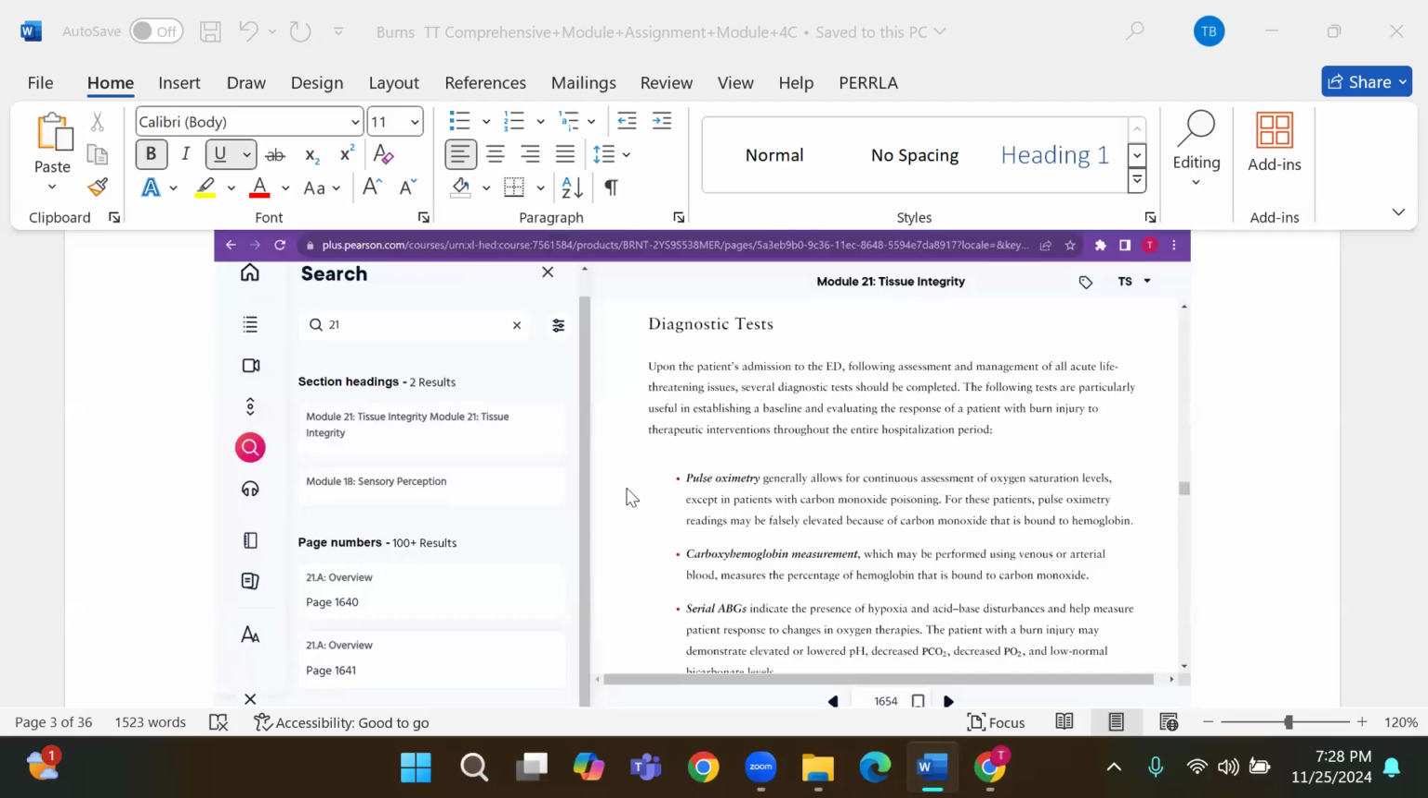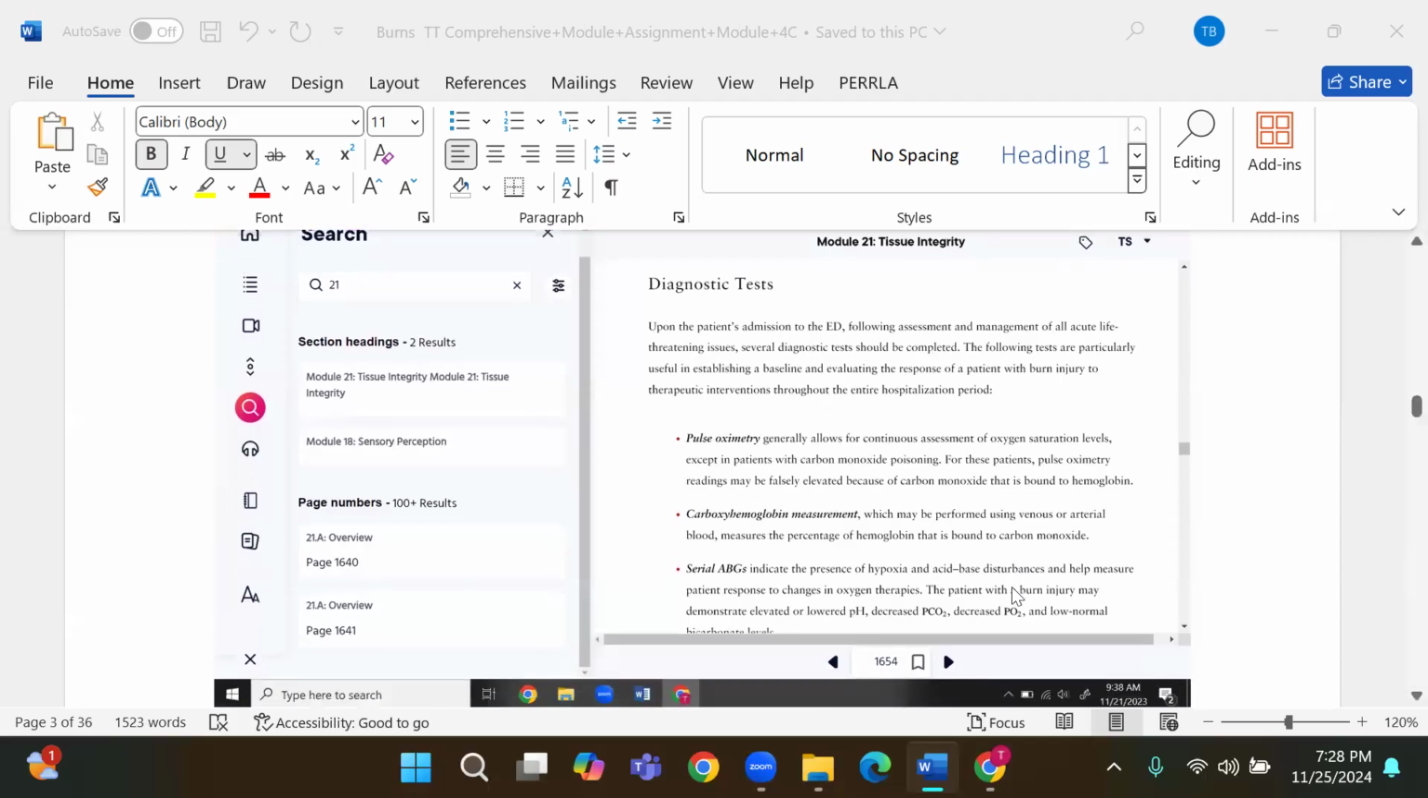The pulse oximetry allows for continuous assessment of oxygen levels, right? Except in patients with carbon monoxide poisoning. For these patients, pulse oximetry readings may be falsely elevated because of carbon monoxide that is bound to hemoglobin. So it's kind of hiding in there. So we have to get a carboxyhemoglobin measurement, which may be performed using venous or arterial blood, measuring the percentage of hemoglobin that is bound to the carbon monoxide. That's going to be your most accurate measurement for carbon monoxide.